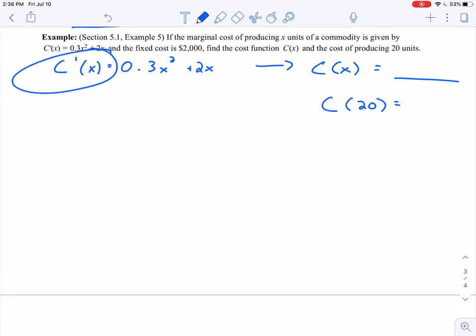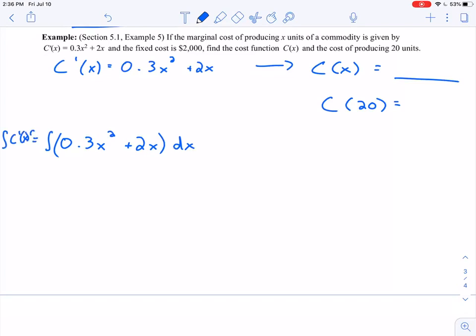So I have the derivative. I want to work my way back to the original function. Sounds like a job for indefinite integrals. So I'm going to integrate 0.3x squared plus 2x with respect to x. If you want to, on the other side, you can say, well, we're integrating C prime of x dx. And when I integrate that, I'm going to come up with a C of x. And I think that might be helpful just in remembering what we're dealing with, or if we're dealing with the derivative or the antiderivative or the function.